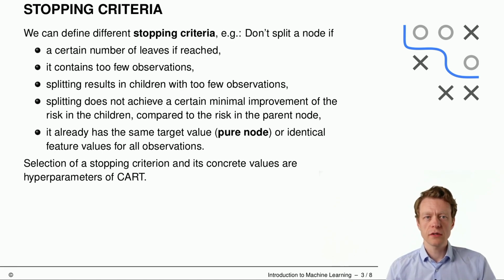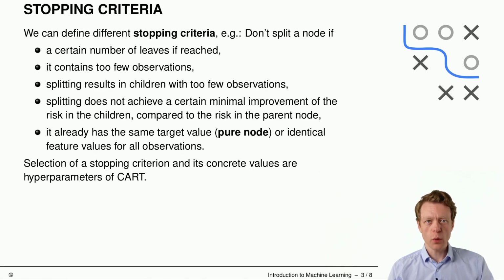Okay, so the risk in the children will never be worse than in the parent node, but perhaps the improvement is just very minimal or not there at all. And then we could define a threshold, and if the improvement is lower than this threshold, then we do not split there. And finally, don't split a node if it already has the same target value. So if the node is pure, or if all the observations have identical feature values, because then we cannot win anything by splitting further.